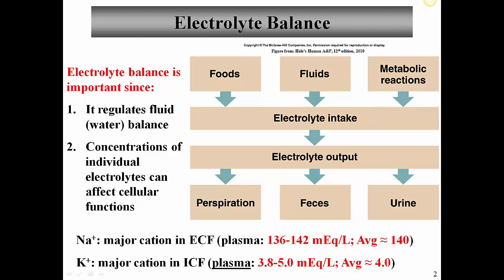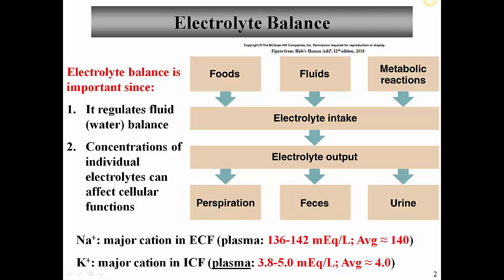Now, as far as electrolyte output, we can eliminate electrolytes through perspiration. This is a hypotonic type solution, as we mentioned earlier, and it contains sodium, urea, and some other salts, and this is a way for us to excrete or get rid of some electrolytes. We also get rid of some electrolytes in the feces and also in the urine, as we talked about pretty extensively when we talked about the urinary system.